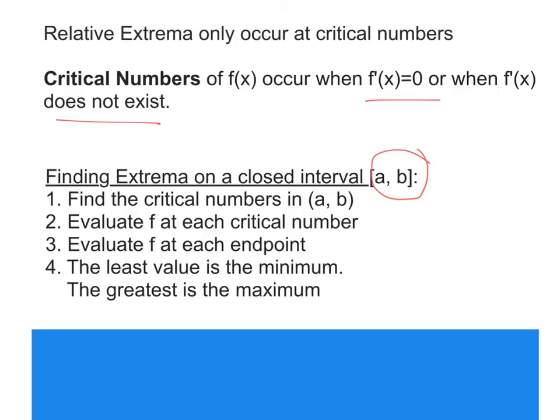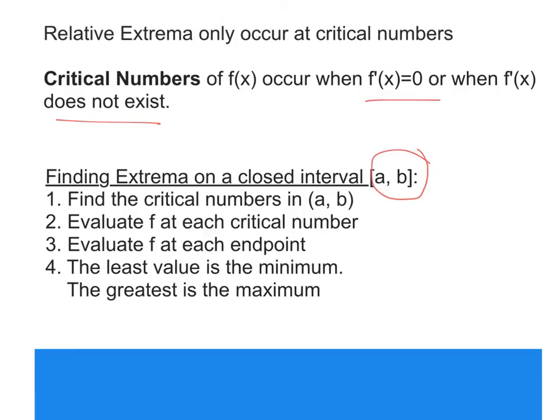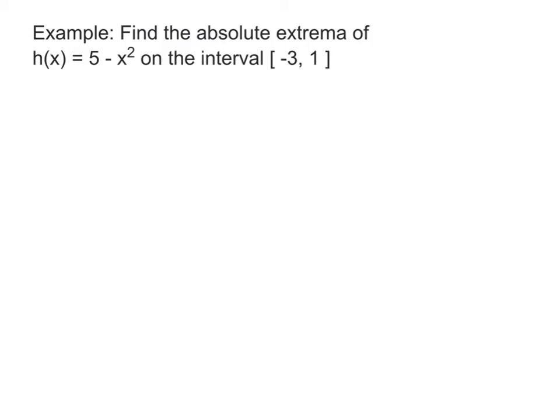And lastly, once we evaluate all those, the least value is the minimum, the greatest value is the maximum. Okay, so let's do some. We're going to find the absolute extrema of h of x equals 5 minus x squared on this interval from -3 to 1.